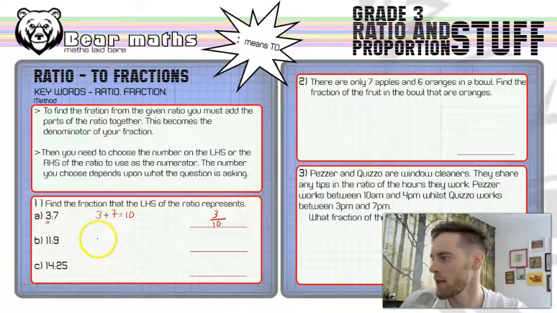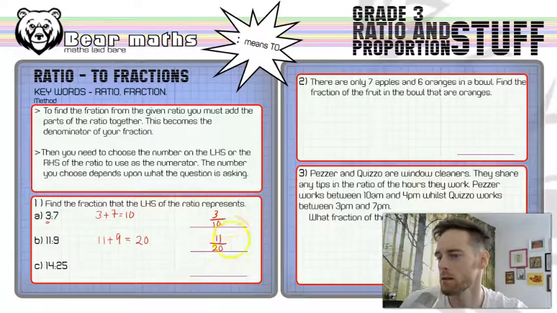Adding the 11 and 9, 11 plus 9 gives us the denominator of our fraction, so that's 20. And then we need to put the 11 over the top. Okay, neither of these so far could be simplified. Let's have a look at the last one.